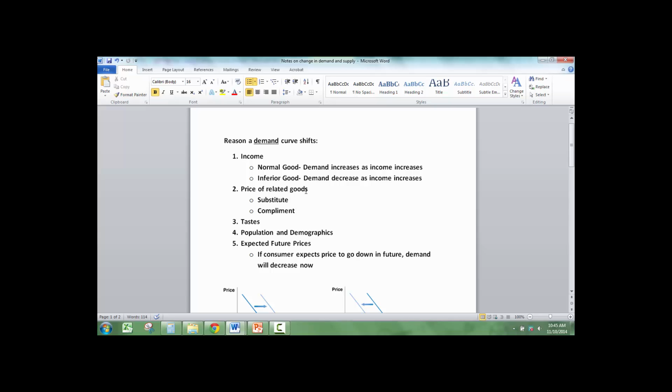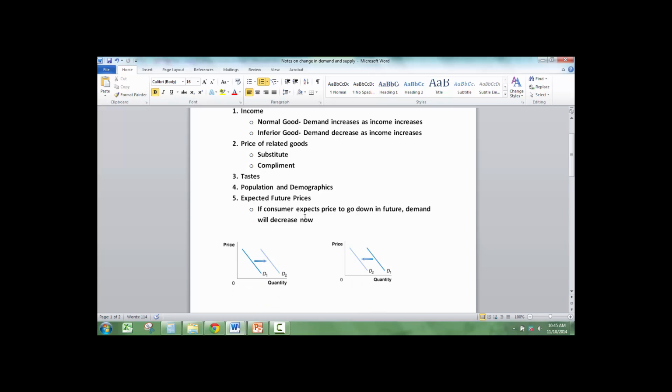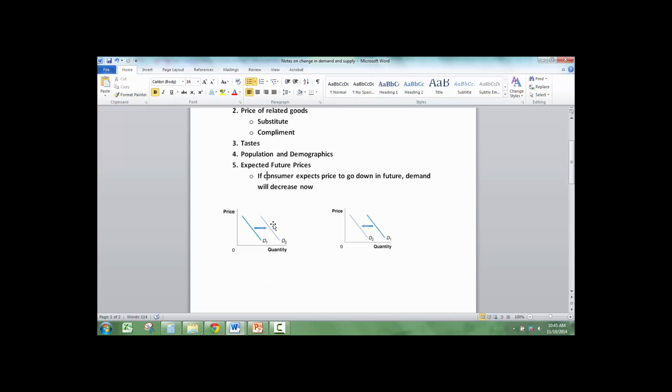Demand decreases as income increases. The next reason that something would shift the demand curve would be price of related goods, a substitute or a complement. The third reason would be taste, so consumers' tastes. Population and demographics is number four, and expected future prices. Remember, with expected future prices, if the consumer expects prices to go down in the future, demand would decrease now, and people would wait to buy it in the future.